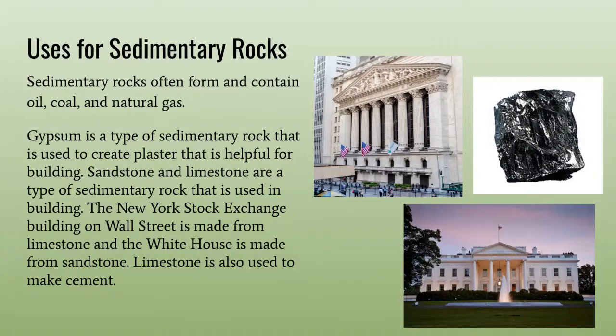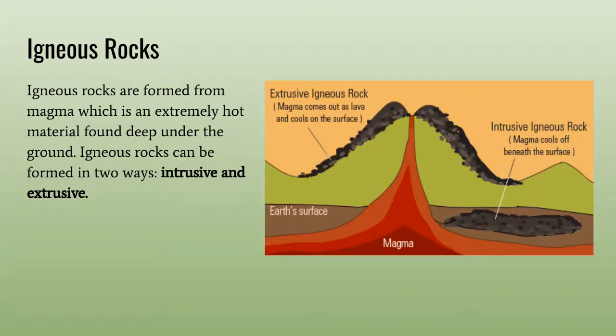The next rock is an igneous rock, and igneous rocks are formed from magma, which is an extremely hot material found deep under the ground. And igneous rocks can be formed in two different ways, intrusive and extrusive. And in the picture, you can kind of see the different kinds, extrusive and intrusive, but we will be going into how they are made.